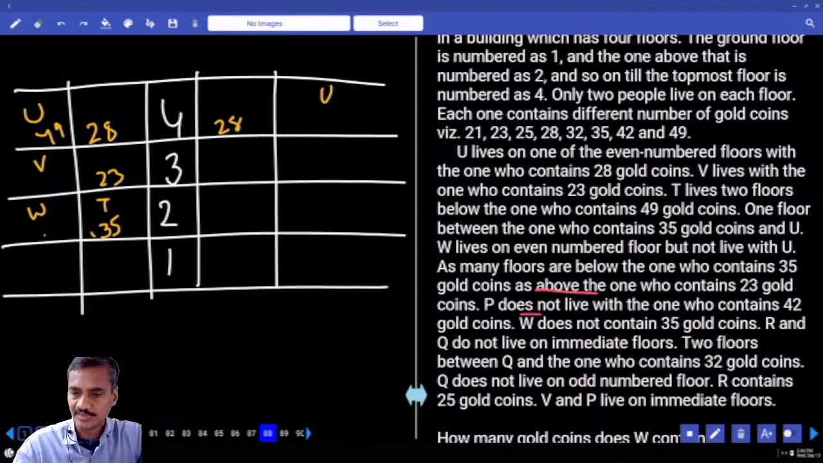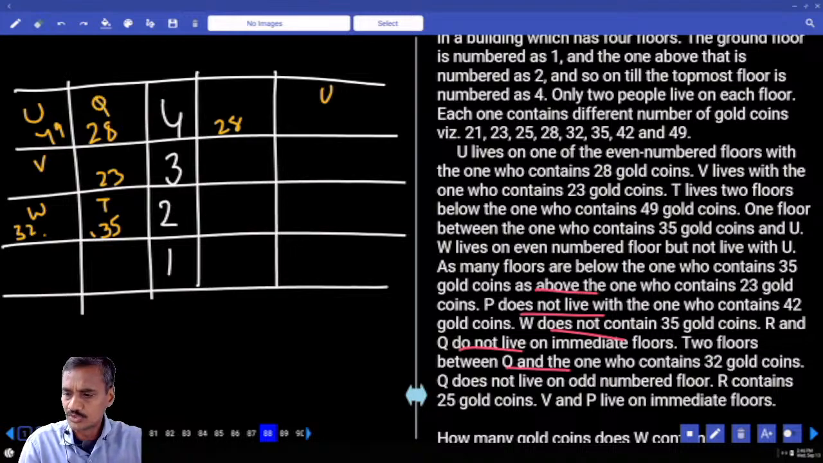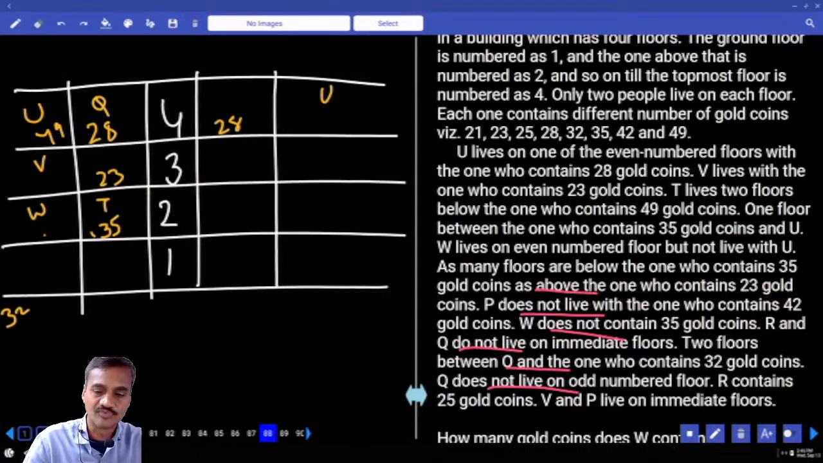Then if V and 23, P does not live with the 42, and W does not contain 35 coins, R and Q do not live on immediate floors. There must be exactly 2 floors between Q and 32. If Q is here, 32 is here, isn't it? So 32 must be on the ground. The next one: Q does not live on an odd numbered floor, so Q is even.